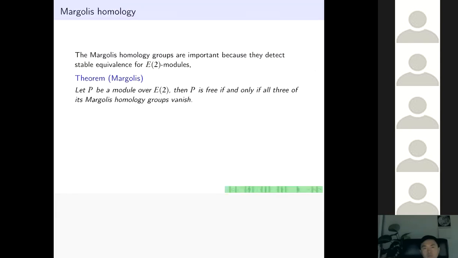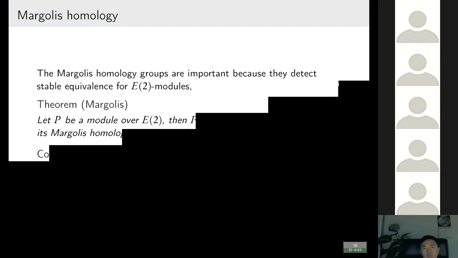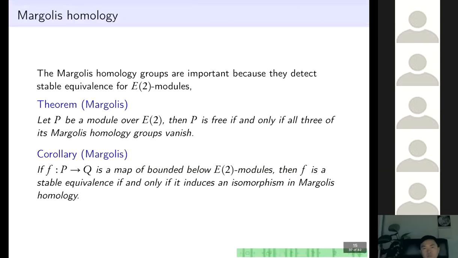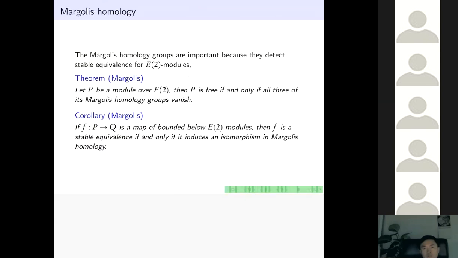So in particular, there's this theorem of Margolis that says that a module over E2 will be free if and only if all of its Margolis homology groups vanish. And as a consequence of that, if you have a map of bounded below E2 modules, then f is a stable equivalence if and only if it induces an isomorphism in Margolis homology.